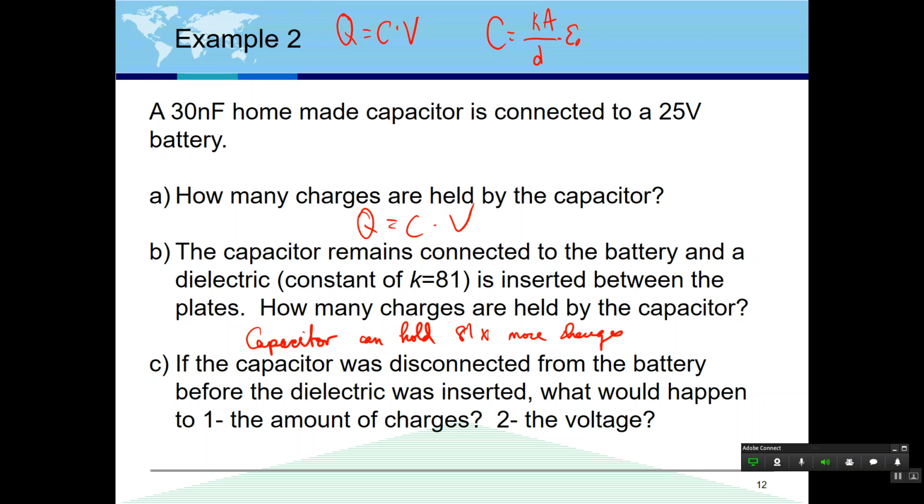All right, the third one's kind of hard. So if the capacitor was disconnected from the battery before the dielectric was inserted, what would happen to, 1, the amount of charges, and 2, to the voltage? All right, I'm not going to answer that now. We're going to watch a video, and then we're going to come back and answer this. Okay?